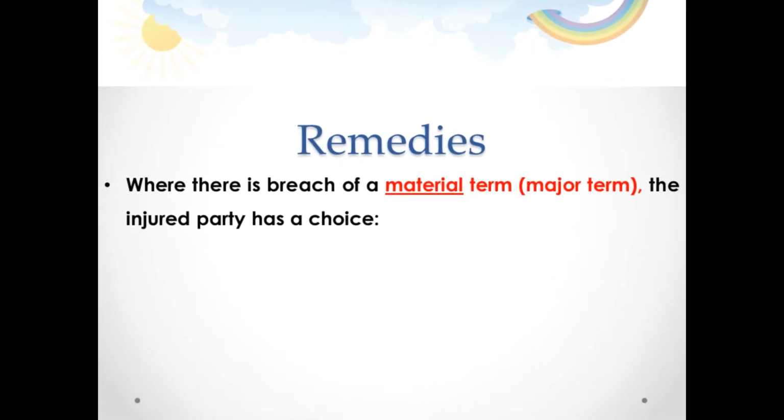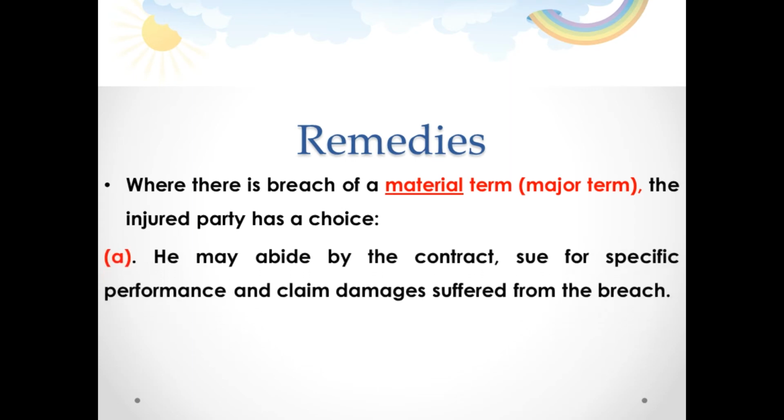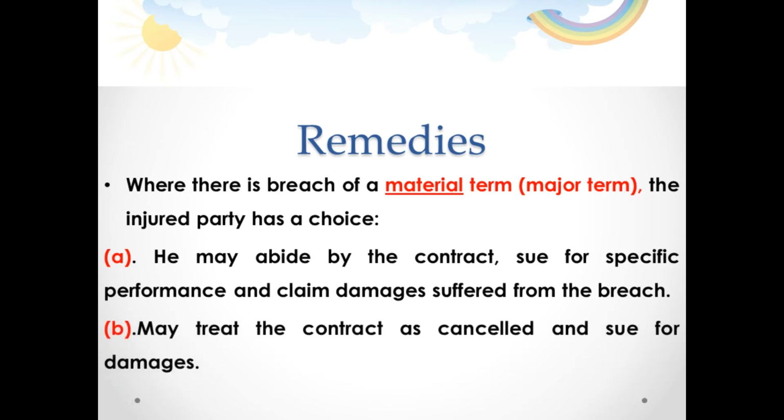Now we want to look at remedies or solutions to breach of contract. Where there is breach of a material term, that is a major term in a contract, the injured party has a choice to either abide by the contract and sue for specific performance and claim damages suffered from the breach, or he may treat the contract as cancelled and sue for damages.